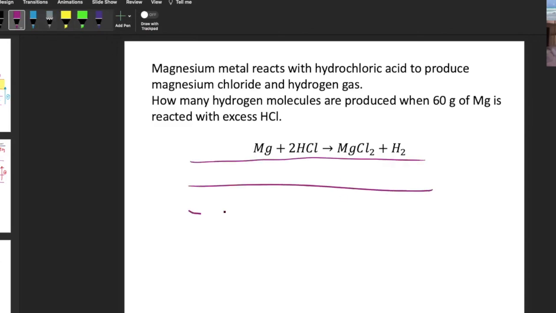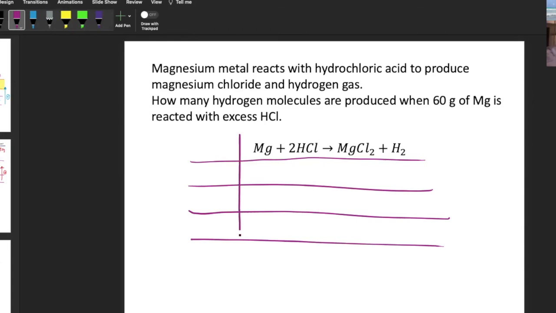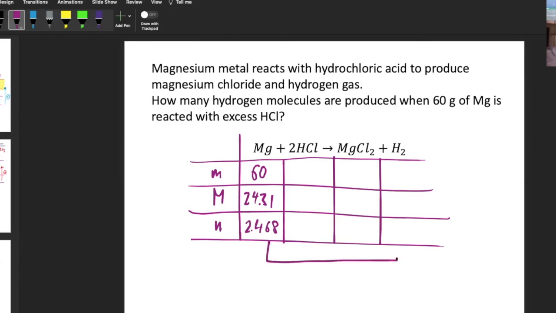Let me walk you through this. Another table. Every time it's a table, Angie. 60 grams of magnesium. Molar mass of magnesium, 24.31. And then it says how many hydrogen molecules? It's a 1-to-1 ratio. That's so boring.